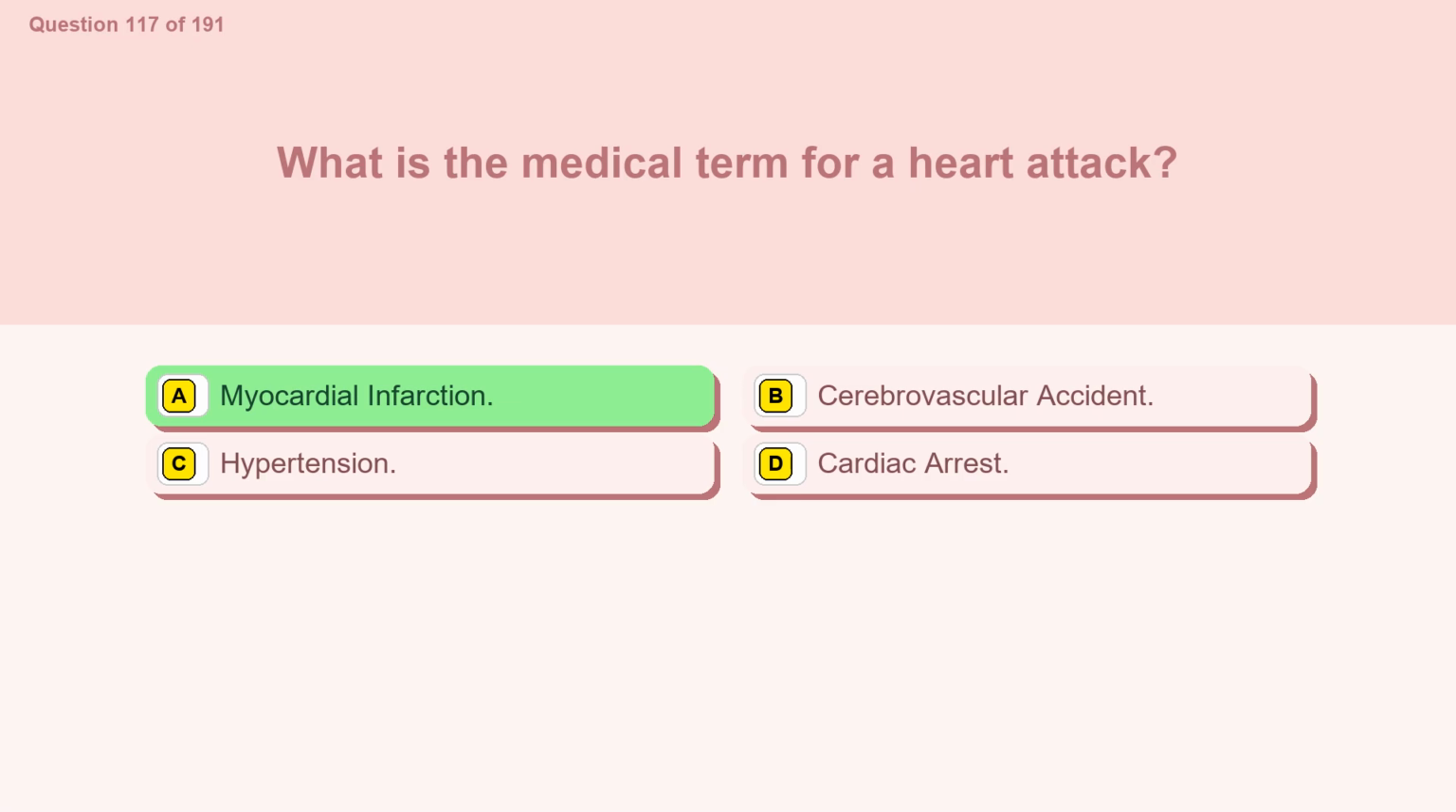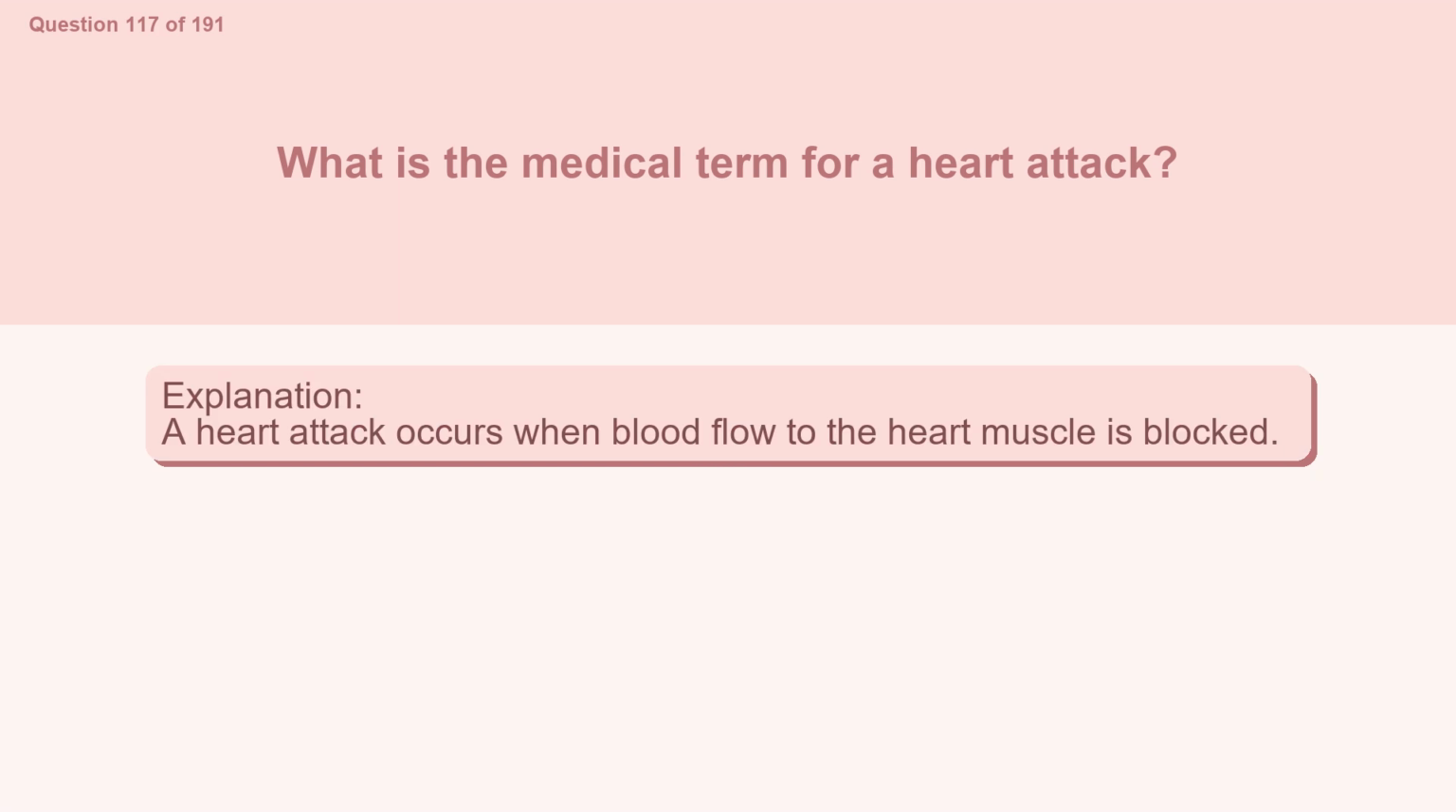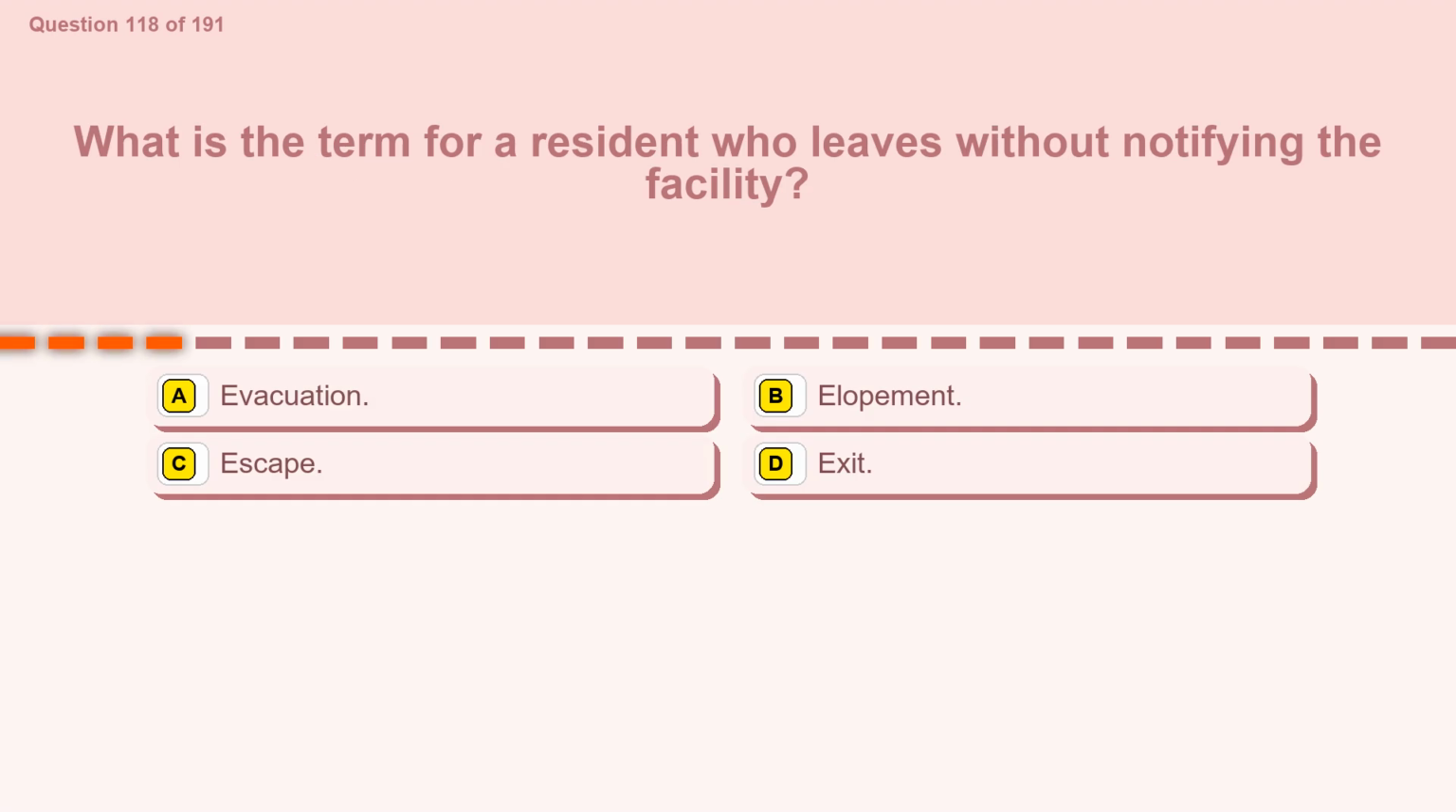The correct answer is option A, myocardial infarction. A heart attack occurs when blood flow to the heart muscle is blocked. Question 118. What is the term for a resident who leaves without notifying the facility? Option A, evacuation. Option B, elopement. Option C, escape. Option D, exit.